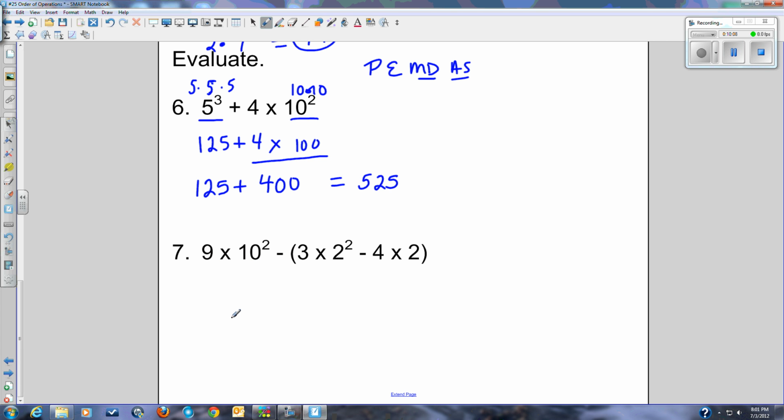Our last problem is 9 times 10 to the second minus, in parentheses, 3 times 2 to the second minus 4 times 2, and then close the parentheses. Well, we have to start with parentheses first. So let's look inside. In those parentheses, we have multiplication, exponents, subtraction, and multiplication. Exponents comes first in our order of operations. So we'll do 2 to the second first. 2 to the second power is 2 times 2, which is 4. Write down the rest of the problem.